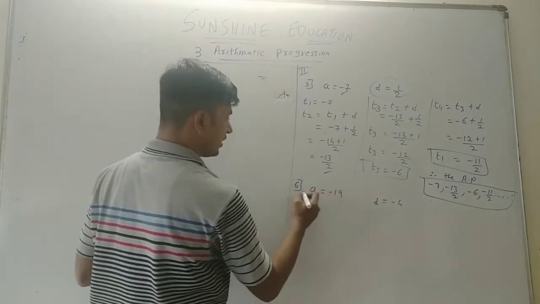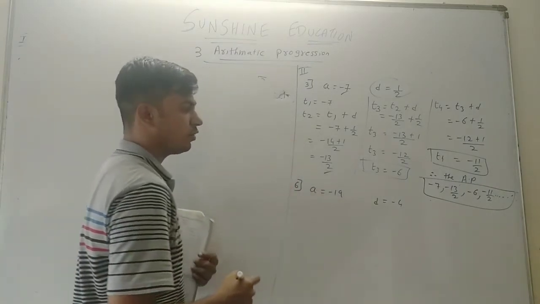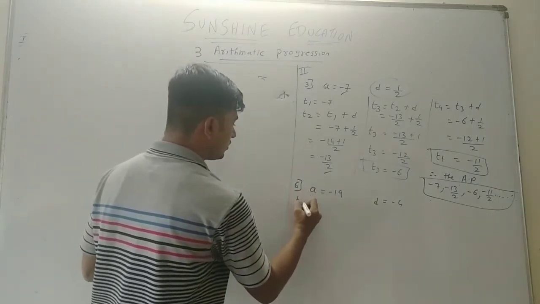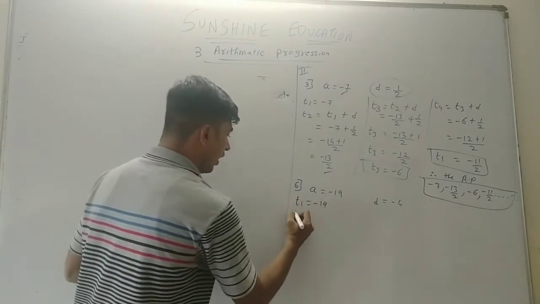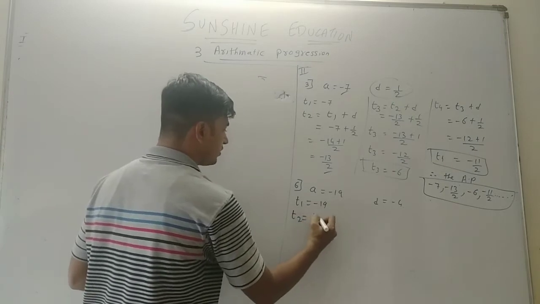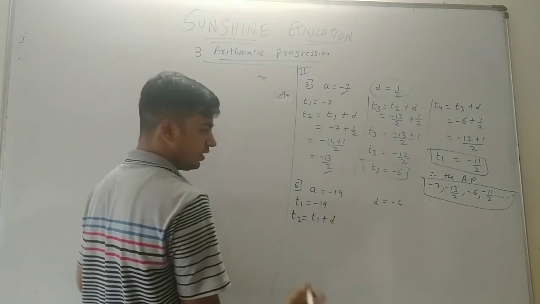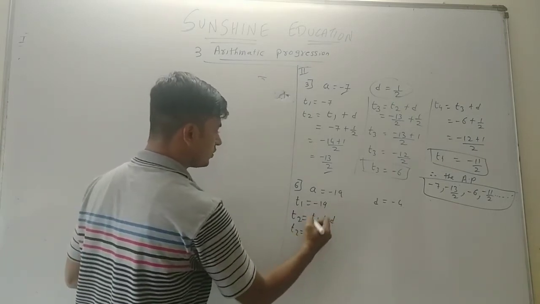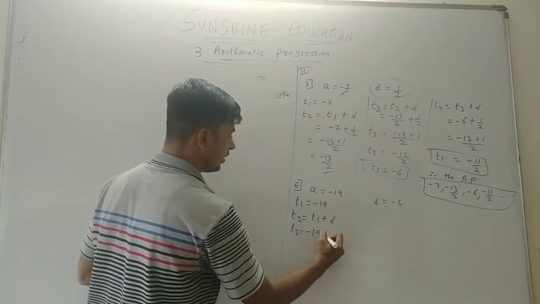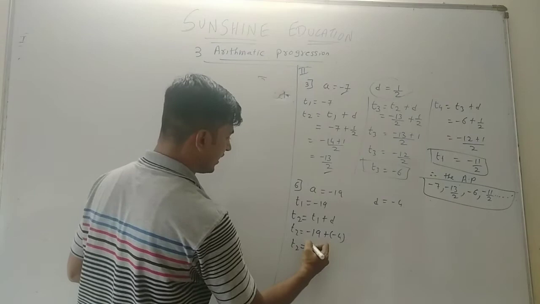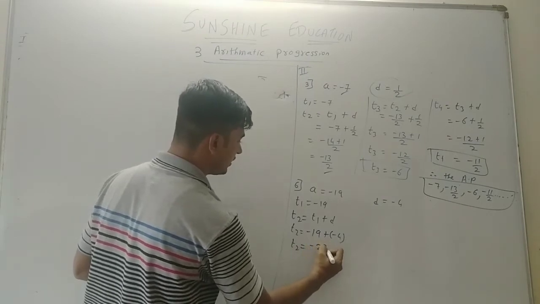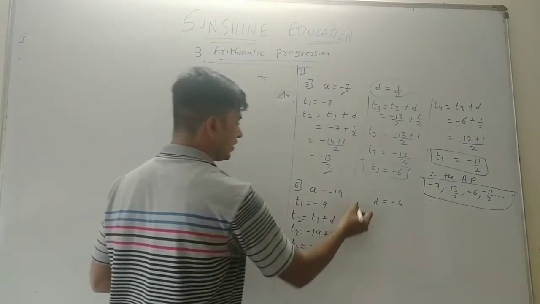Now again the sixth sum, same question, find out the arithmetic progression. So the first term I have is minus 19. A is nothing but the first term. How will I find out the second term? Second term is first term plus d. So the second term is first term, that is minus 19 plus d is minus 4. So minus minus will get added and it will be minus 23. Okay, so this is the second term.